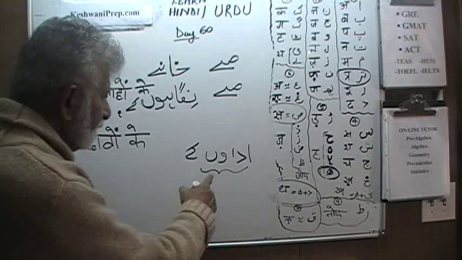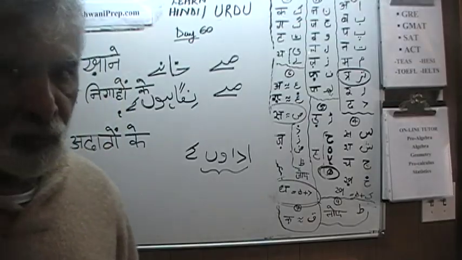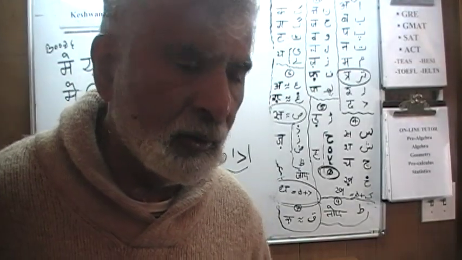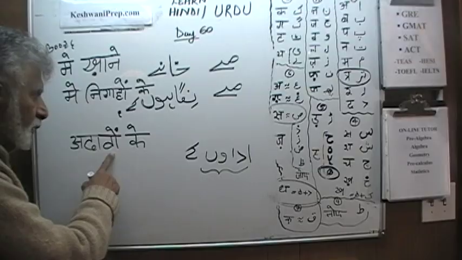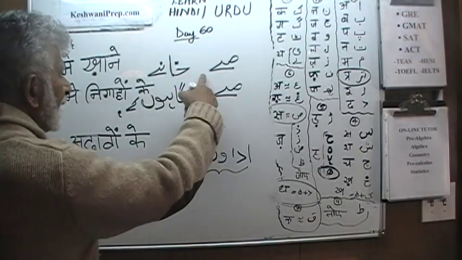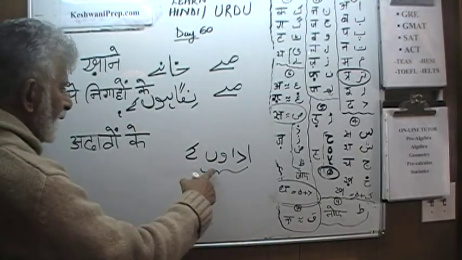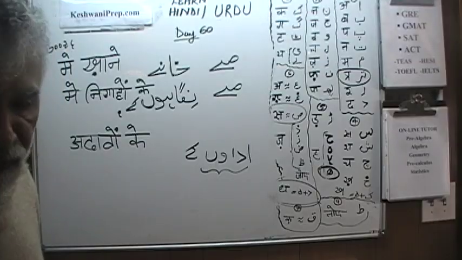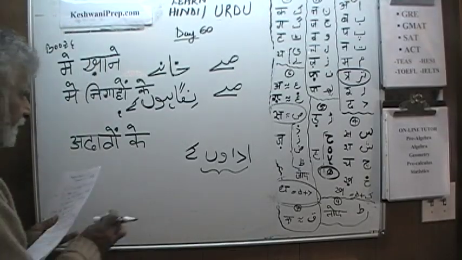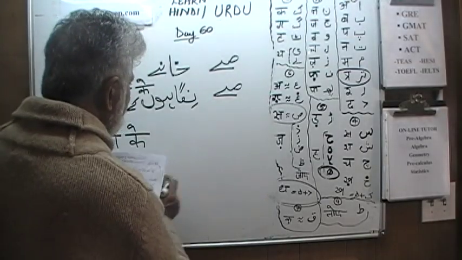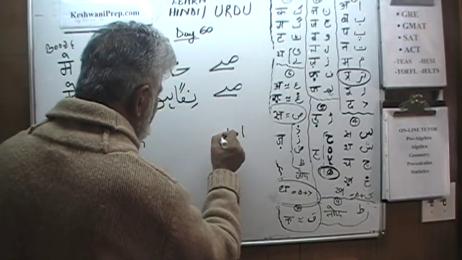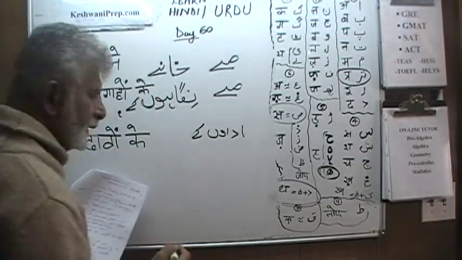This v and a h, when they join, it's pronounced won. Adaon. Just like here, adaon. मैं खाने में निगाहों के, अदाओं के, and the last word is a vocab word. Let's learn the word. I'm going to put it a bit higher so we have room. Okay. And the word is this.